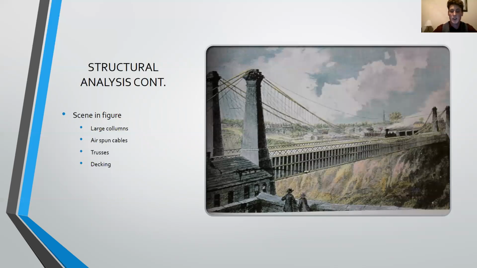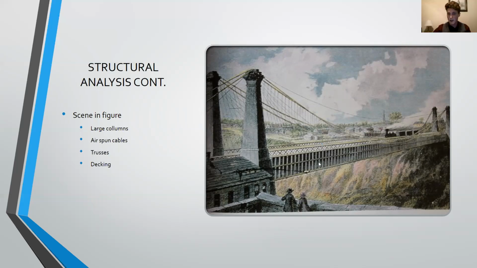This picture shows the Niagara Falls Suspension Bridge right after it was completed in 1854. Here you can see the large stone columns that support the majority of the bridge. And here are the air-spun cables that go along the bridge to the top part and then back over to the ground. Through here are the reinforced girders that spanned the bridge, and right here is the reinforced decking that was added to the bridge.